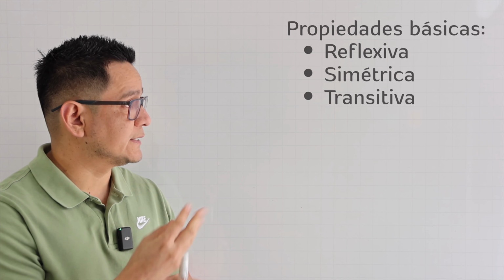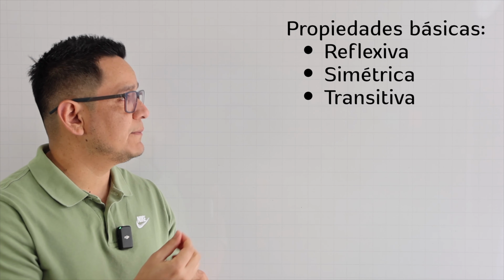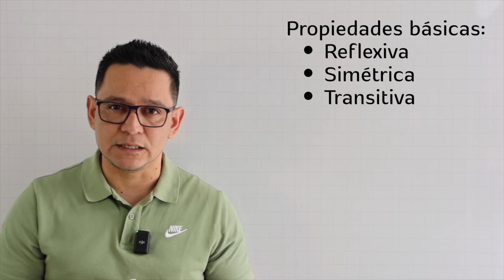Look, we're going to see three types of properties: the basic properties, the operational properties, and the substitution properties. So come on, let's start with the basic properties. In the basic properties, we have three: the reflexive property, the symmetric property, and the transitive property.